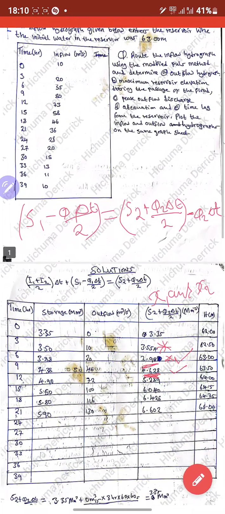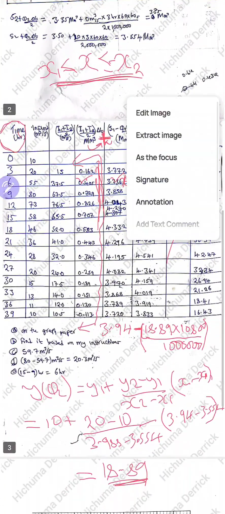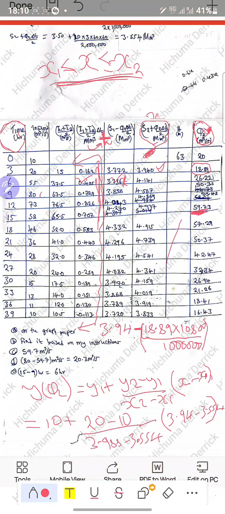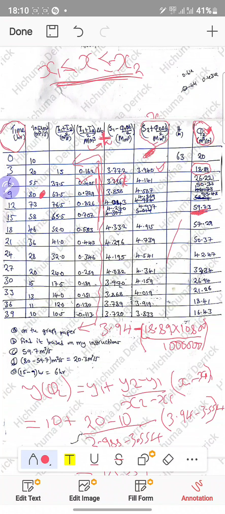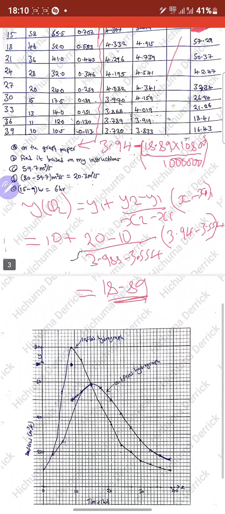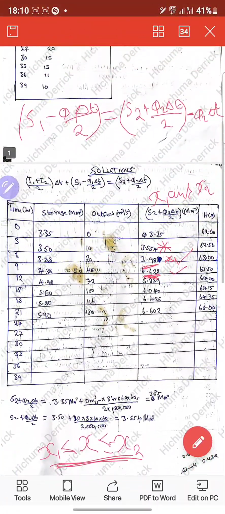Then D, attenuation and time lag. Attenuation is simply the difference between the two peaks. Now your inflow peak, if you check here, you realize that it is 80, and your outflow peak is this one, which is 59.7. So attenuation is simply the difference between the two. So you say 80 minus 59.7. That is your attenuation, which, okay, we have written it here, is 20.3. Okay, 20.3.